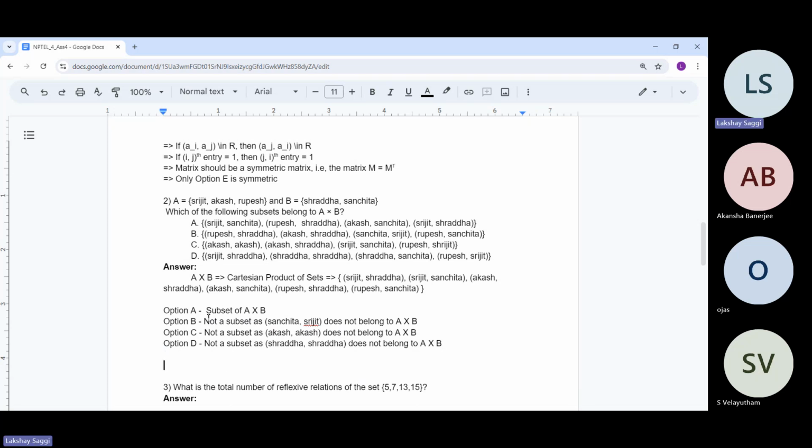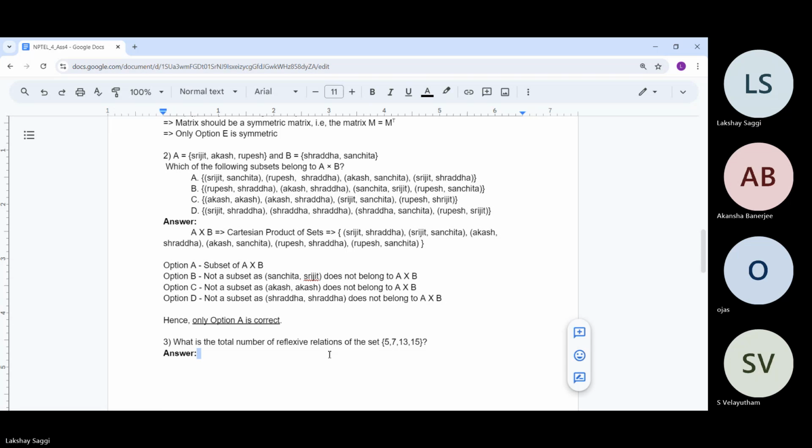So in this question, we see that only option A, the set A, is a subset of A cross B. So only option A is correct. Hence, option A is correct. I hope this makes sense to everyone. If it does not, you can ask me via chat.